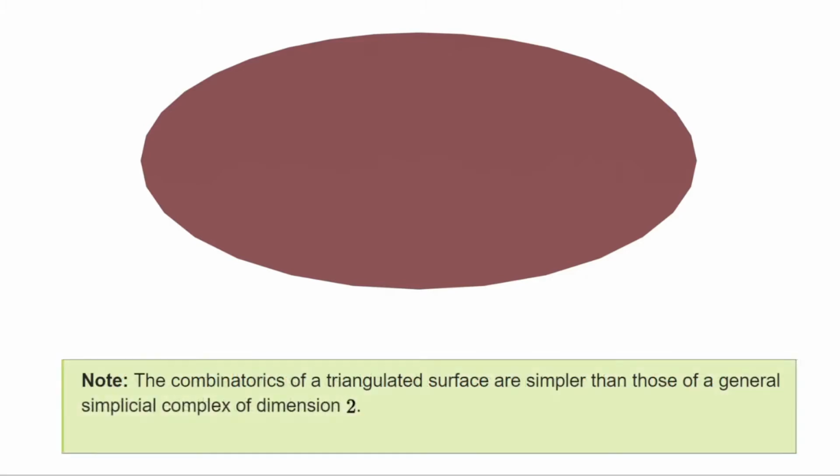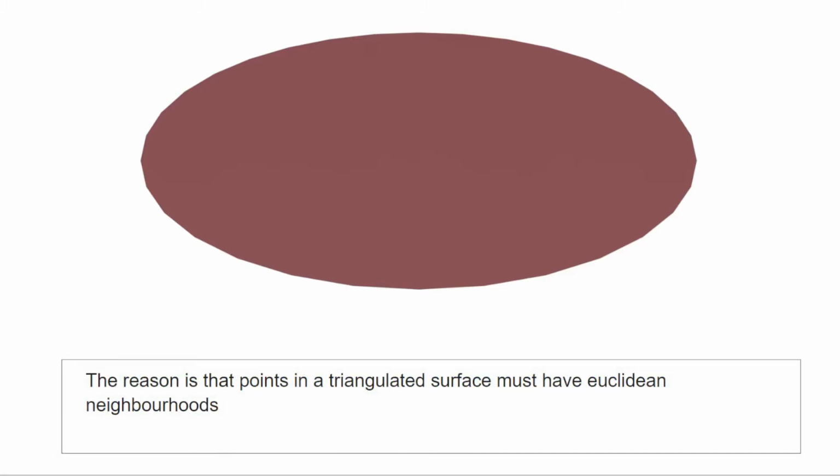A very useful remark is that the combinatorics of a triangulated surface are much simpler than the combinatorics of a general simplicial complex of dimension 2. The reason for this is that being a surface constrains how the faces are glued. Namely, we cannot glue in any affine way. We have to glue in a way that makes the neighborhoods of our points still be Euclidean.